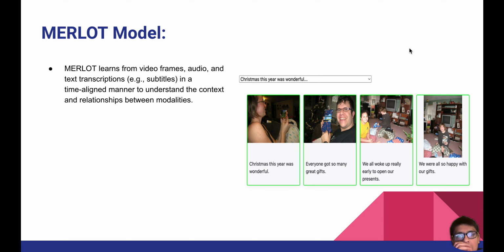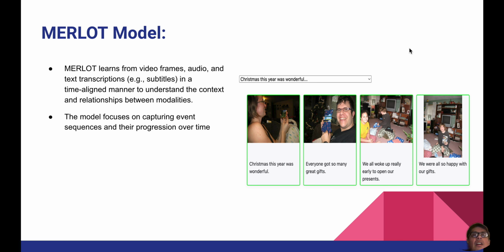So, the Merlot model. Merlot learns from video frames, audio, and text transcriptions and subtitles in a time-aligned manner to understand the context and relationships between modalities. It's actually a fascinating model because it takes a bunch of YouTube videos, I think it's like 6 million YouTube videos, and it takes videos of these actions and takes the transcripts to create a sort of learning of masked language inference on what's going on. So this is super interesting. Let me try to explain.